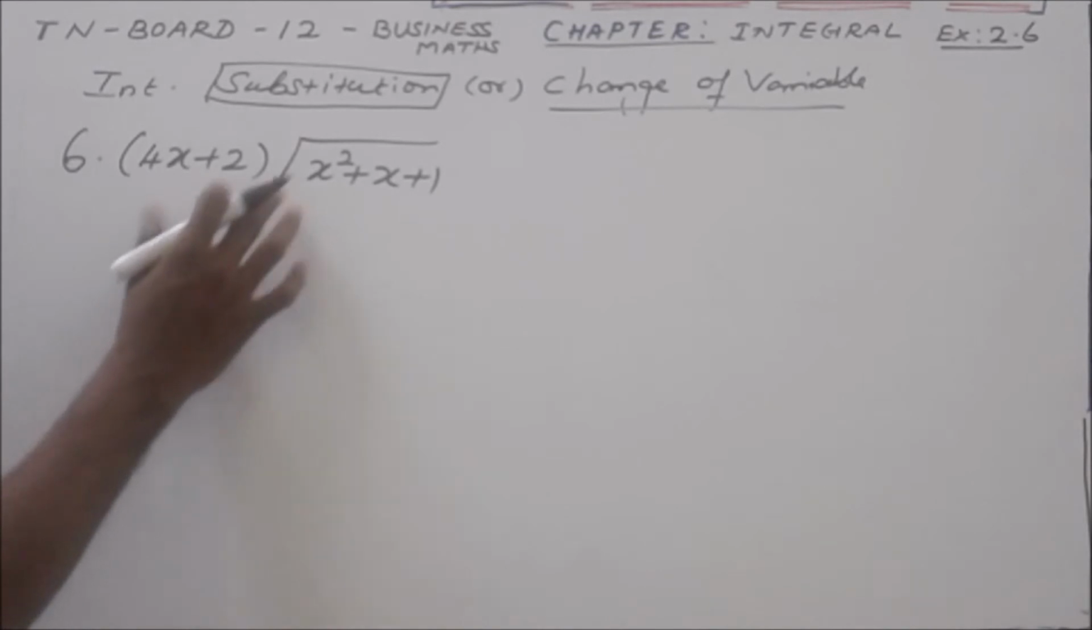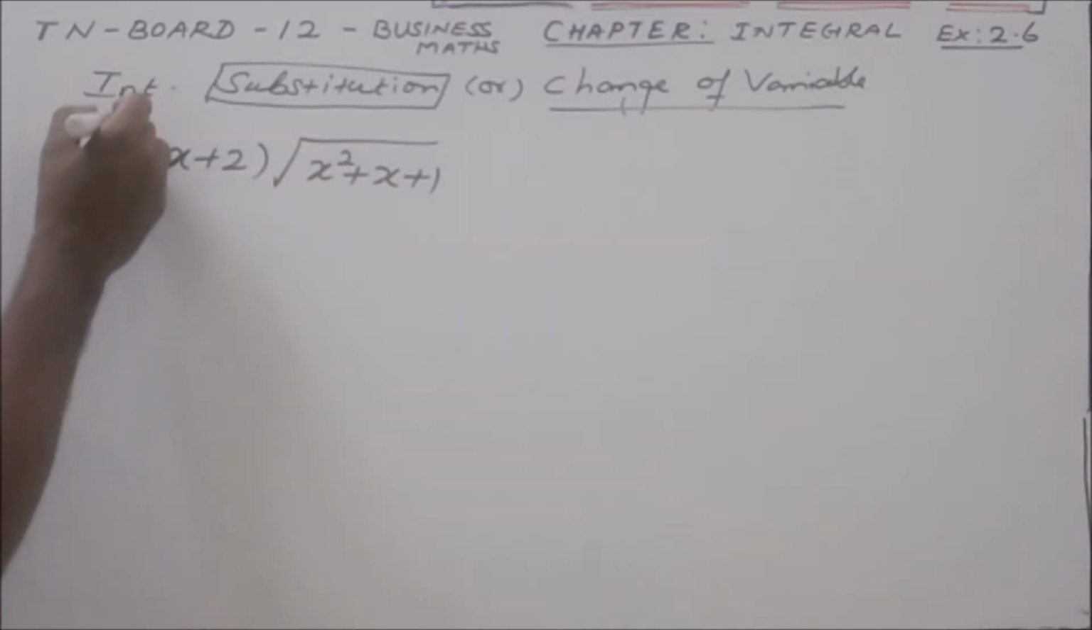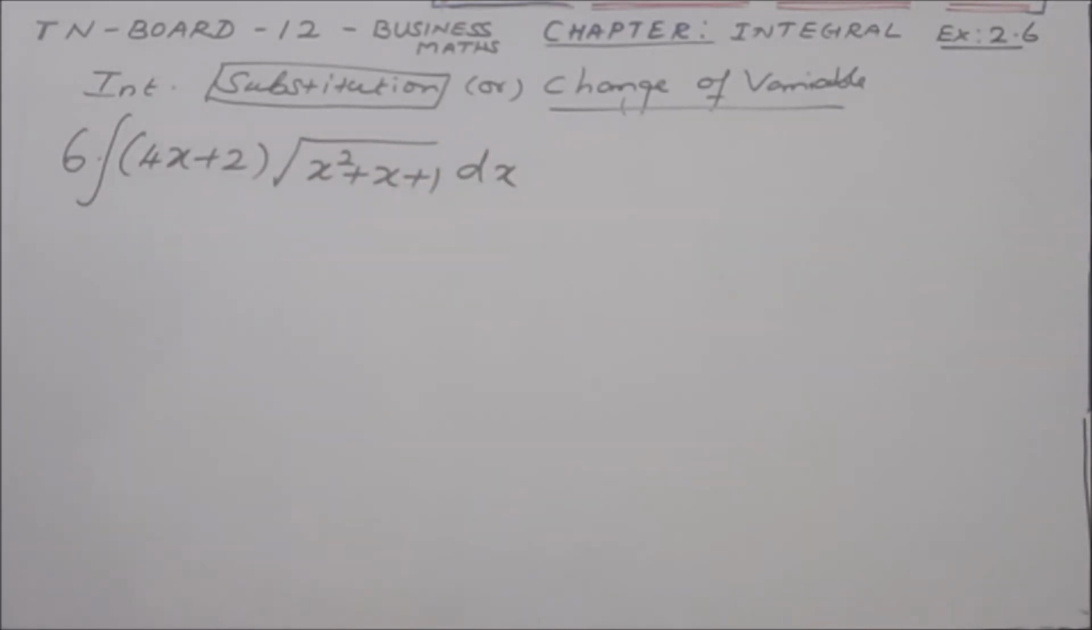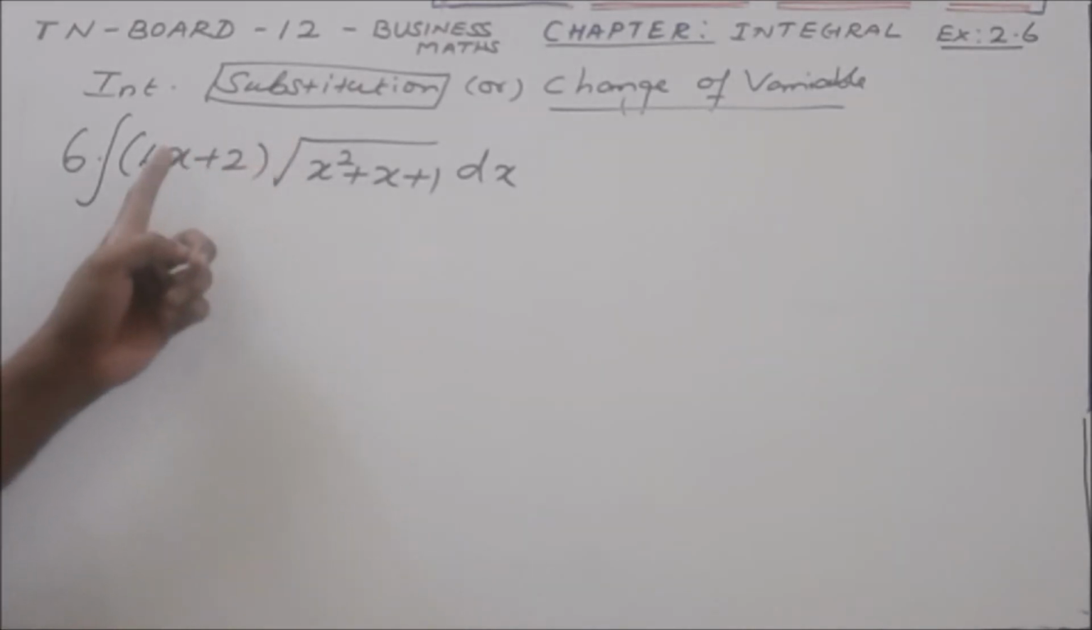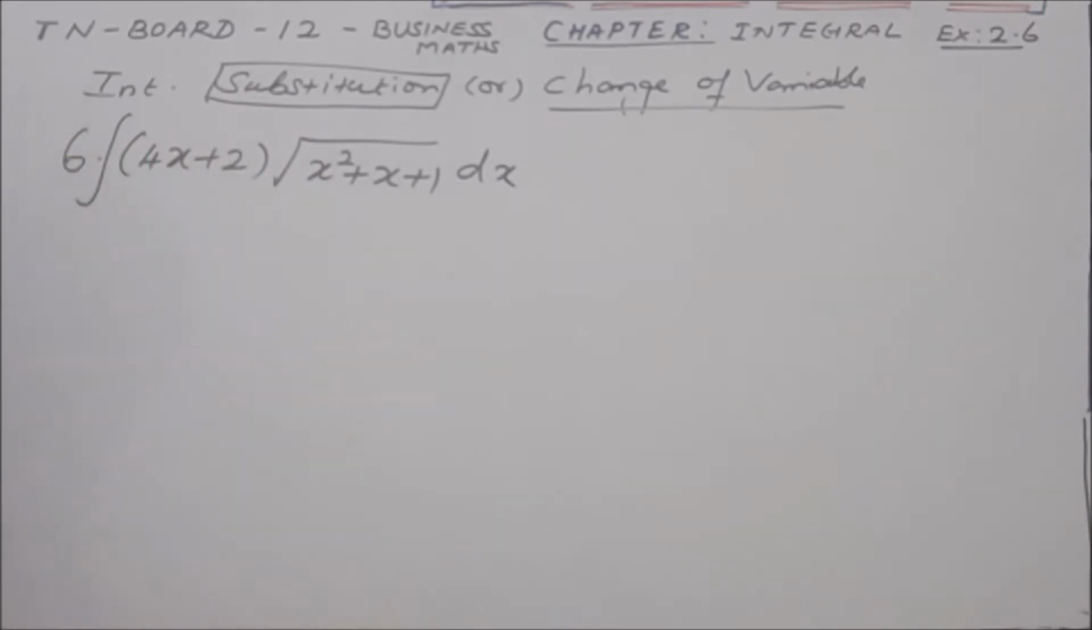Question number 6: integrate (4x plus 2) into root of x square plus x plus 1, dx. Here we have x, and here we have x square. The derivative of x square is 2x, so it involves x.